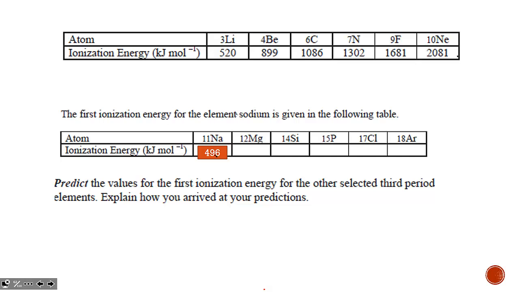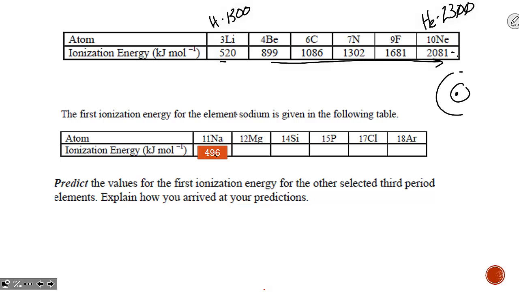We went from 20,000. So again, hydrogen required 1300, helium required 2300. Then we made a new shell and it built up again as we got more and more protons in the nucleus, building that next shell, that next energy level up to a certain point, and then there's no more space, so we have to make another shell, another energy level, which is what sodium shows us here.